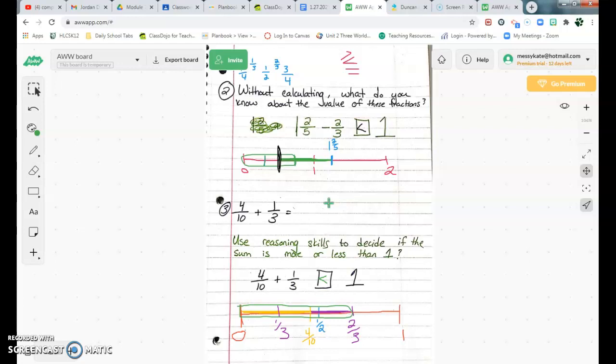I want you to try the worksheet that goes with this lesson. It's in that packet that I gave to you. It would be lesson 13. If you have any questions, don't be afraid to reach out.